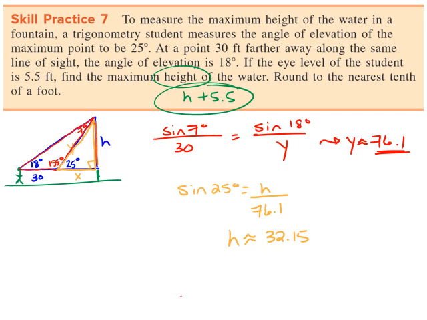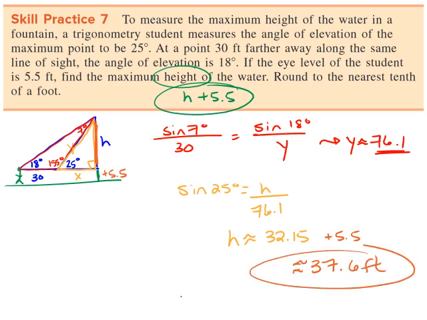Well, that's just this height. I need to add the eye level of the student, which is 5.5. So this will give me the height of the water in the fountain to be approximately 37.6 feet. And that concludes this lesson.